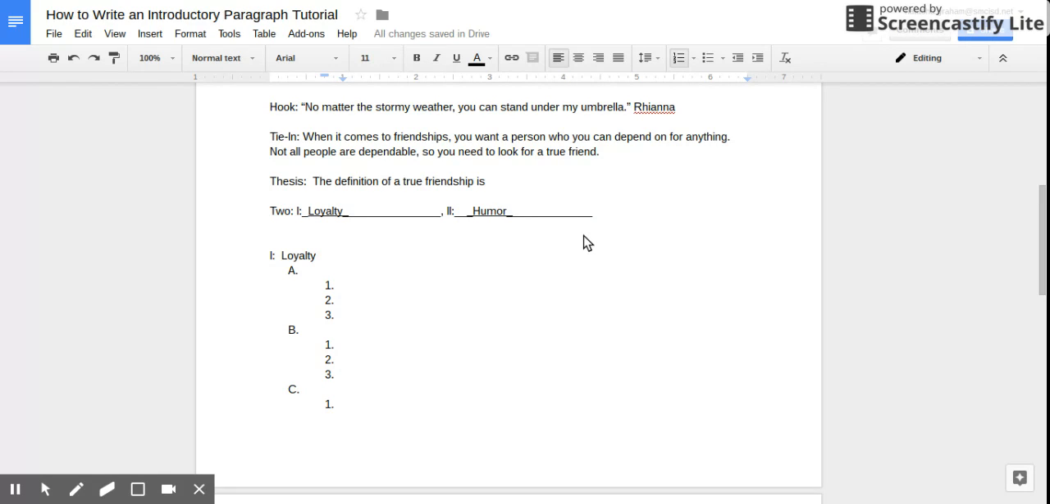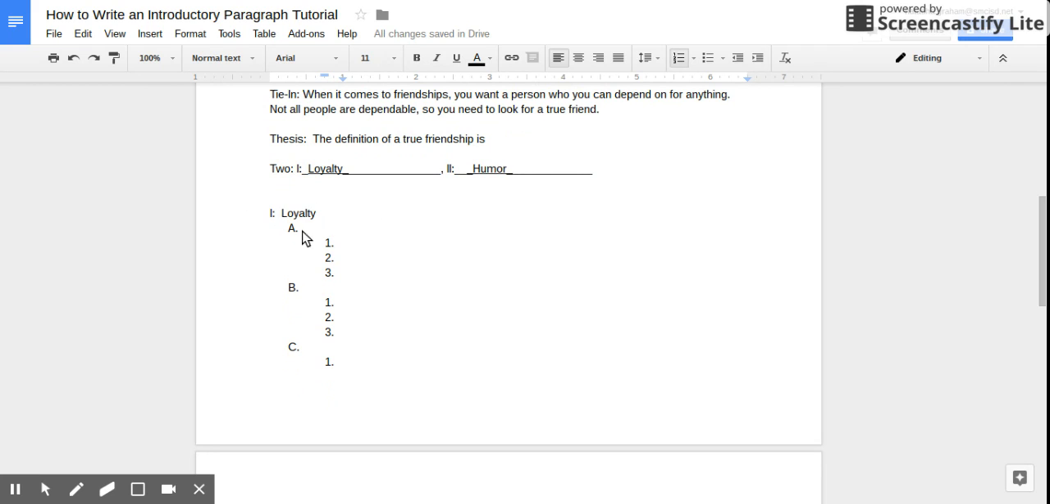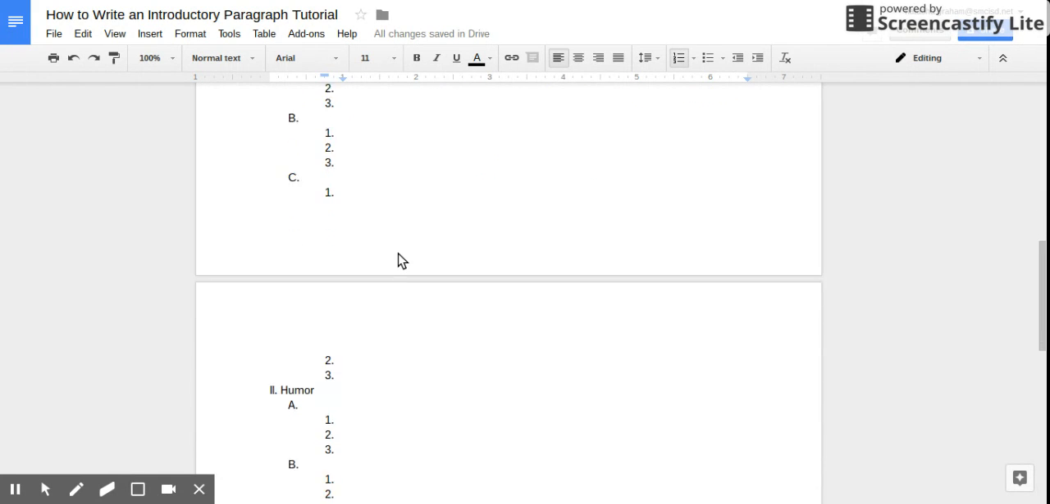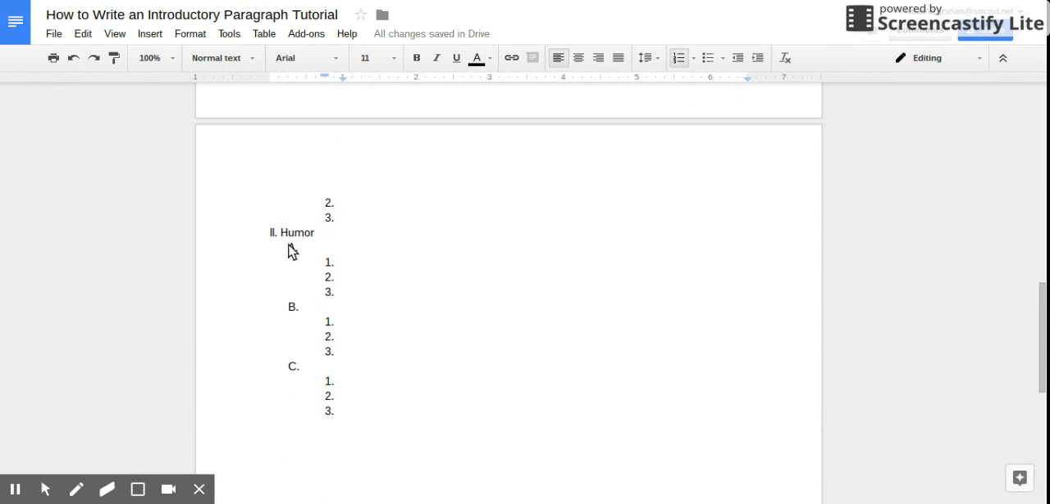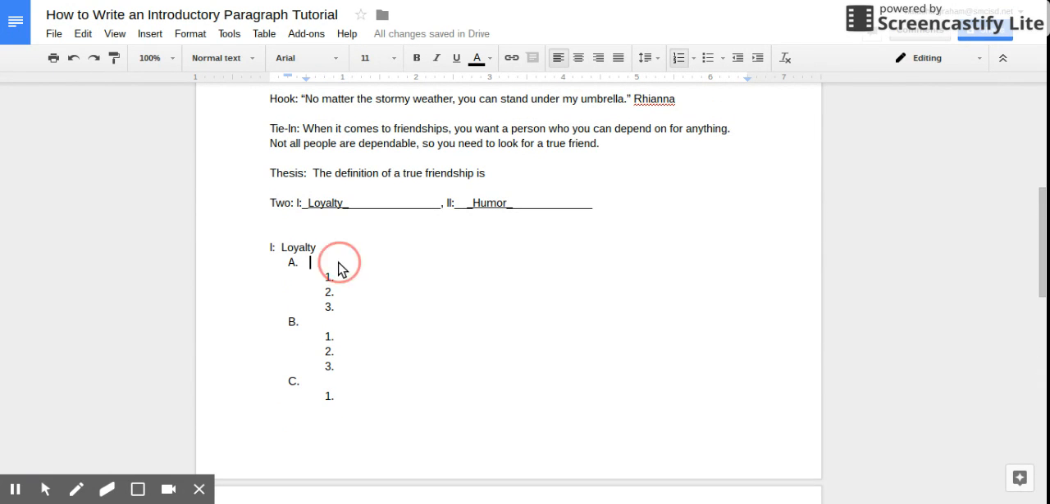All right. First thing I'm going to do is these were my two main points, which also translate into my two body paragraphs. So the first thing I do is I plug those in where they belong here. Under loyalty, first body paragraph, and humor is the second body paragraph. I'm going to go back up to the top.